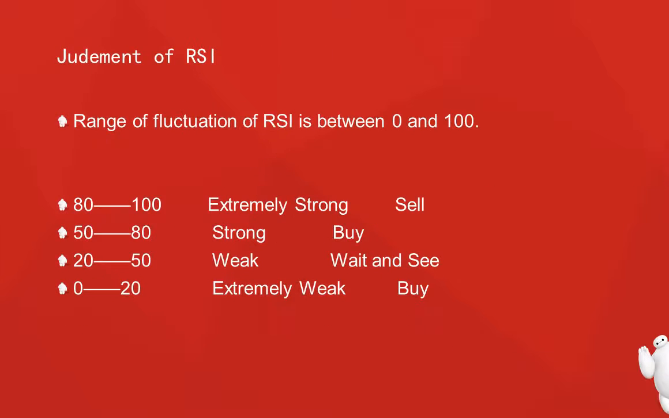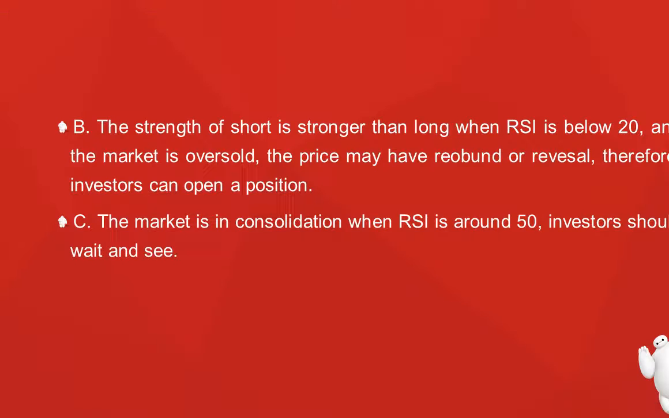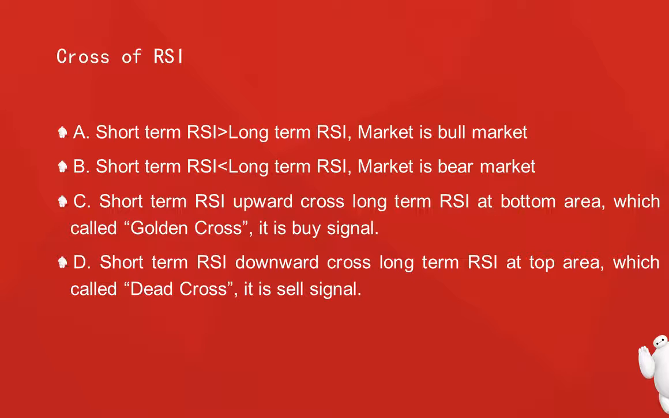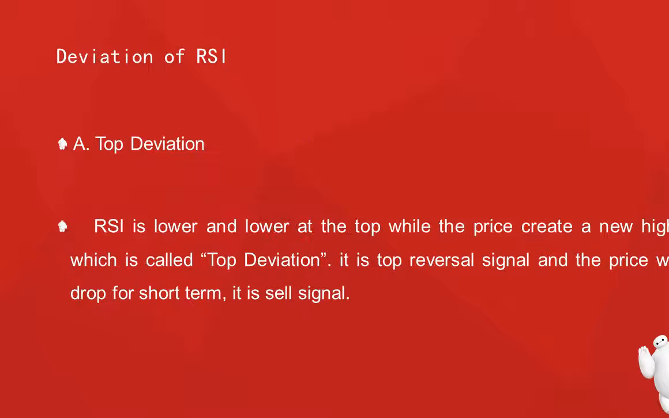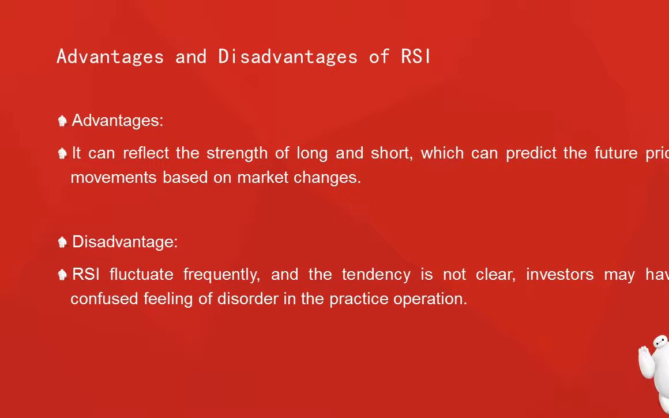So the next one, RSI. For RSI, you should remember the main points. 80 to 100 is extremely strong. 50 to 80 is strong area. 20 to 50 is weak. 0 to 20 is extremely weak. So you should know how to set buy low sell high signals. This one is important. Then you can see here some key points, you just remember it. Then you should see the stop loss, the upward cross or downward cross, and top deviation or bottom deviation. So you should know the advantages and the disadvantages of using RSI.